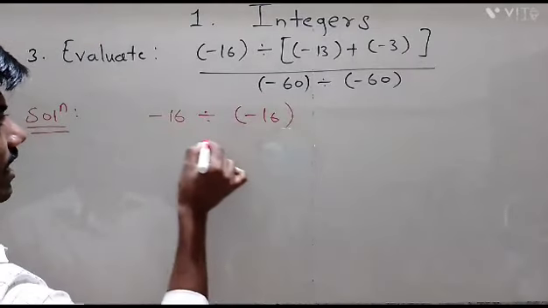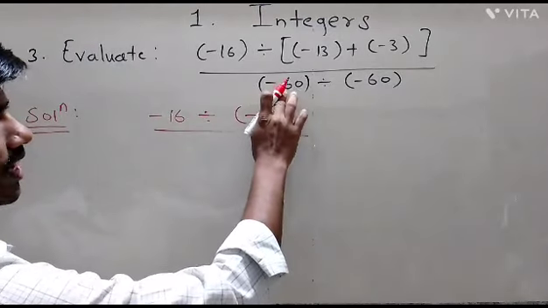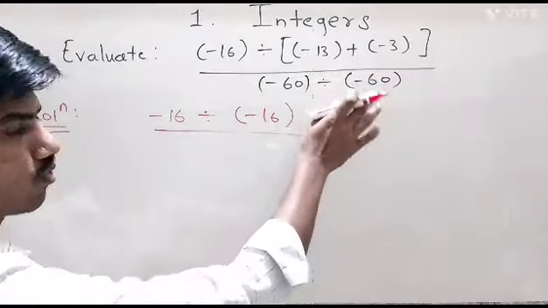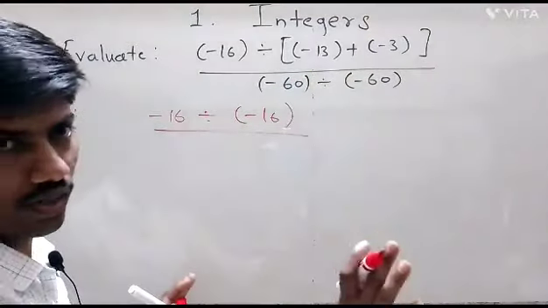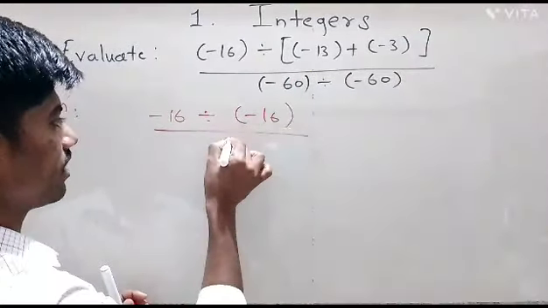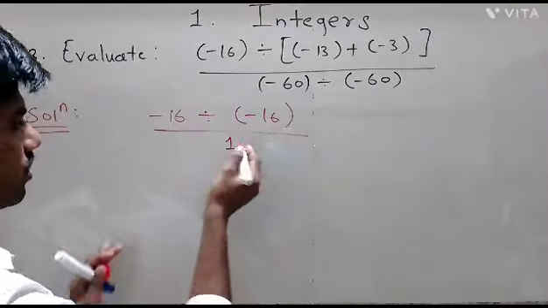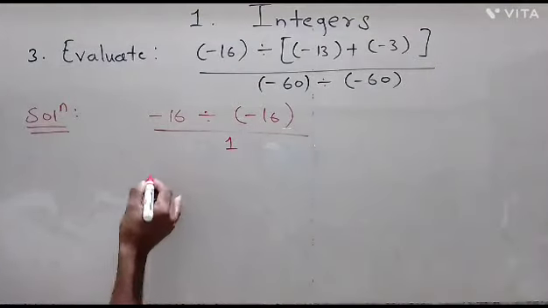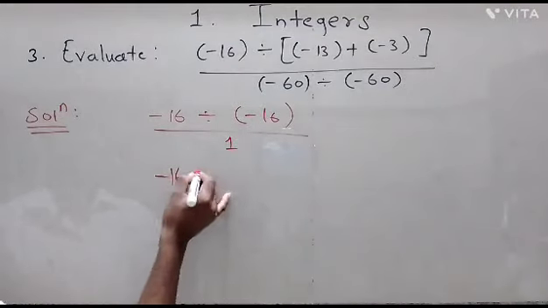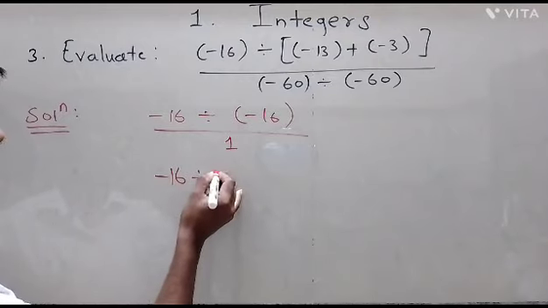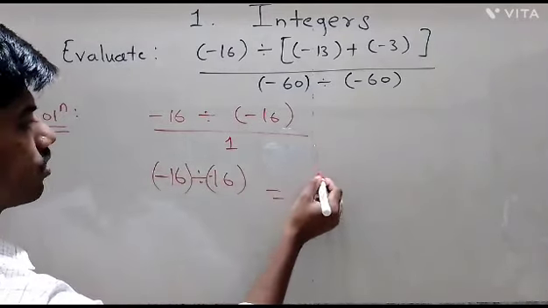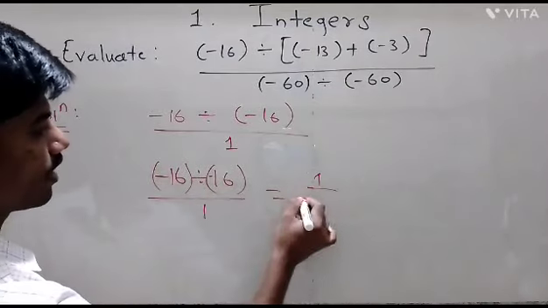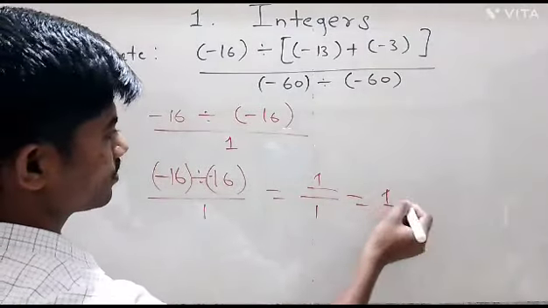So inside the bracket minus 16, and minus 16 divided by minus 16. All of you know that minus minus becomes plus, and 16 divided by 16 becomes 1. So minus 16 divided by minus 16 becomes 1, and here it is divided by 1, which means 1, and the final answer becomes 1.